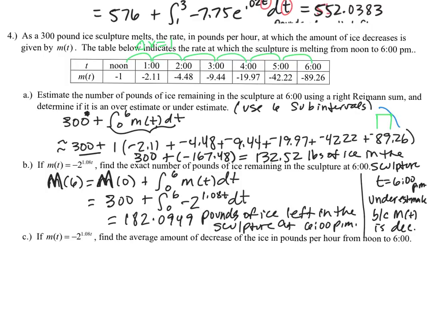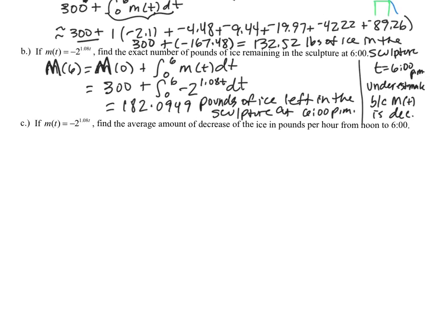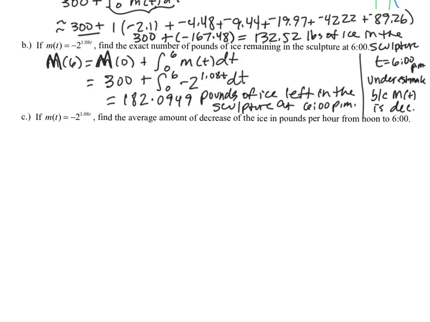Okay, and so let's take a look at letter C. Our last question, it says, we're given that rate function again, m of t equals negative 2 to the 1.08 t power. Now, I think there's a typo here. I said find the average amount of decrease of ice in pounds per hour. So did I mean to say amount there? No. What I meant to say was rate.